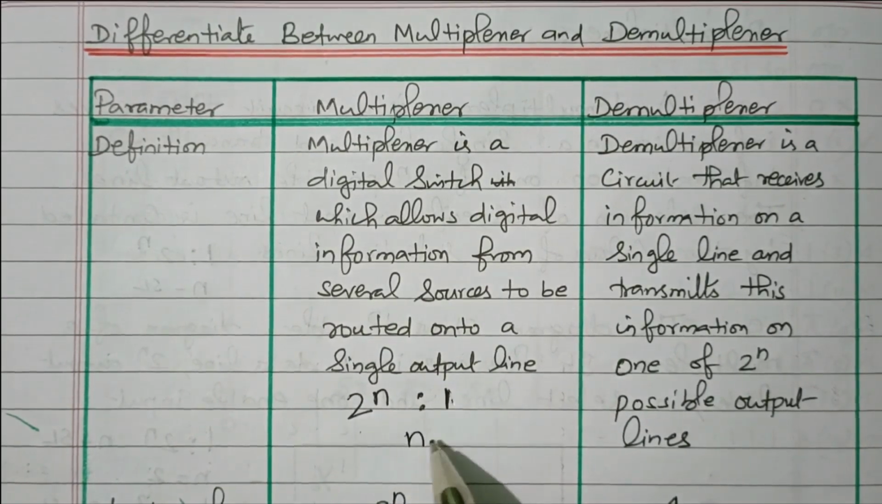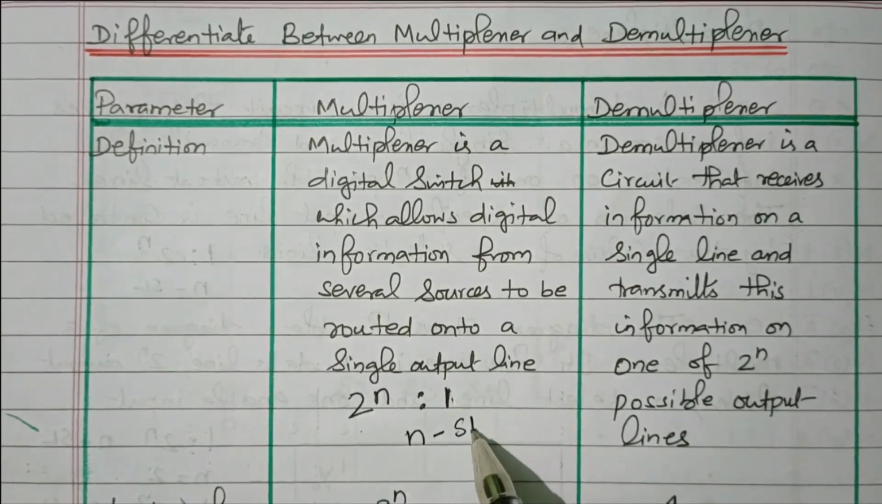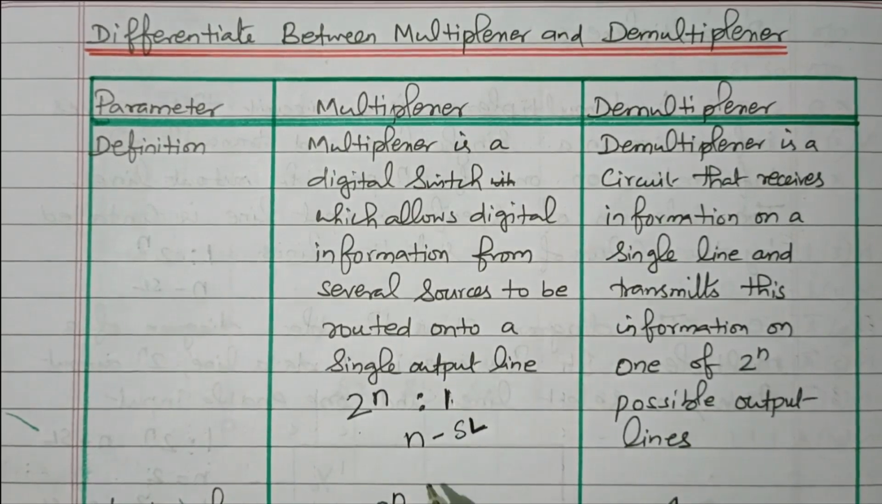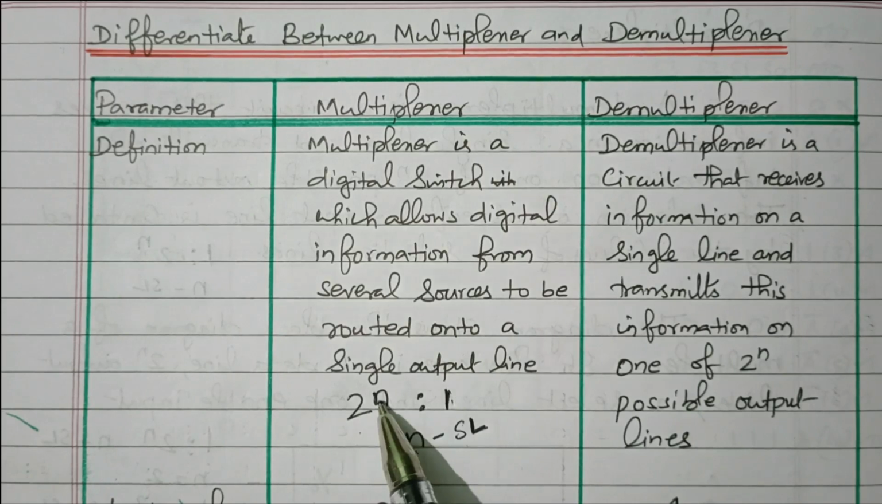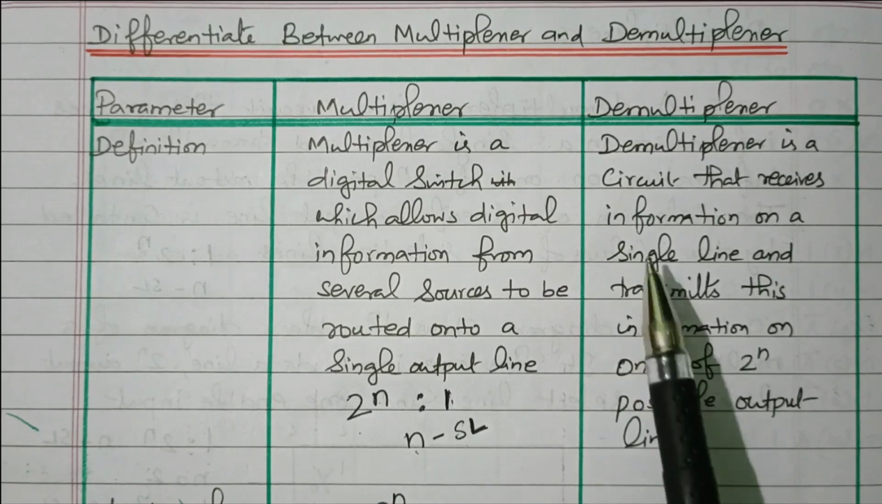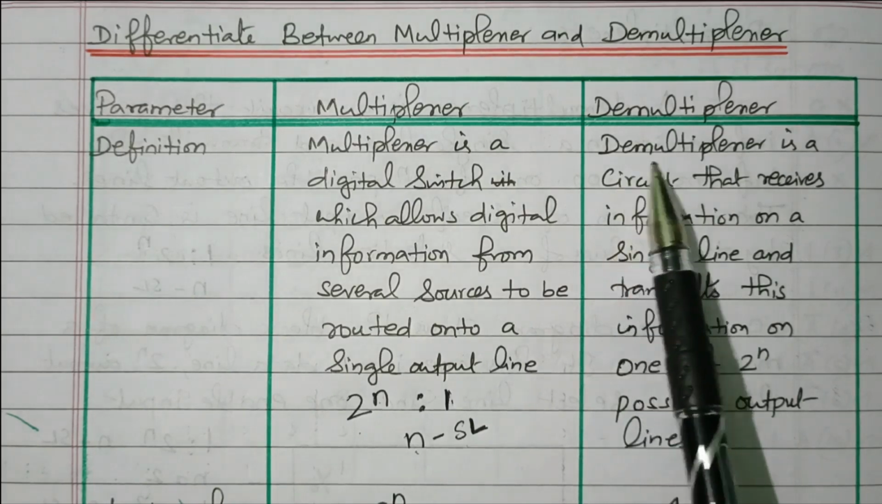In that, what we need is n selection lines. This n selection line will decide which of the inputs should be available at the output, right? This control is done by the selection line. 2 to the power n number of inputs, only one output, that is controlled by n selection lines. Then demultiplexer, that's the opposite.